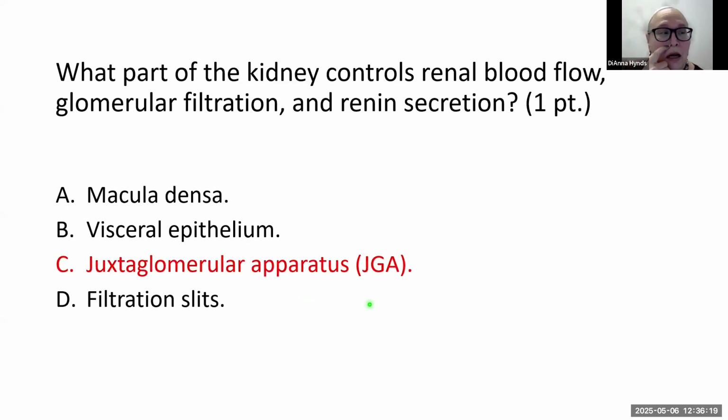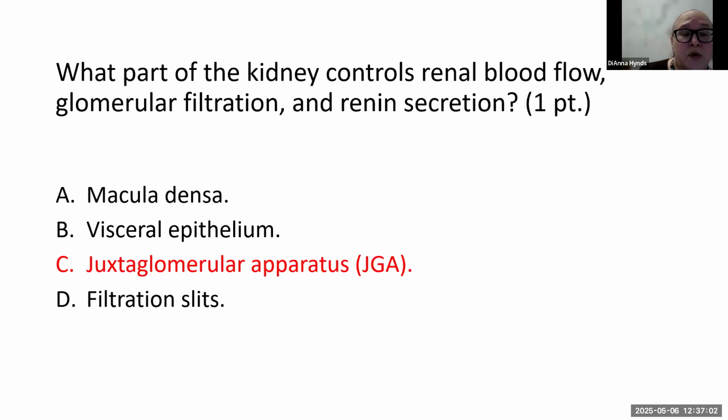It'll show up in red. So what does this mean? Some of these things you can rule out. Well, you can rule out B. It's not the visceral epithelium, because that's not even part of the kidney, right? And just knowing how the kidney works, you should be able to answer this question, right? What part of the kidney controls renal blood flow, glomerular filtration, and renin secretion? It's going to be that, hard for me to say, juxtaglomerular apparatus, JGA.